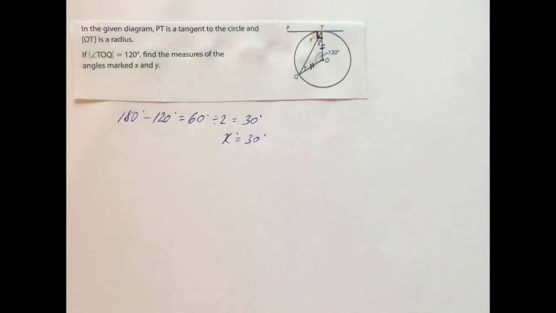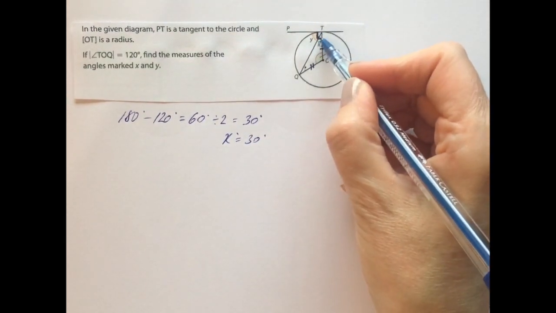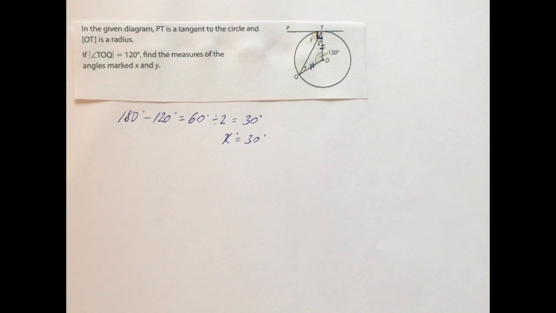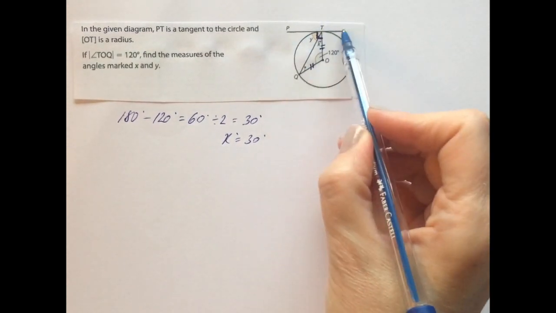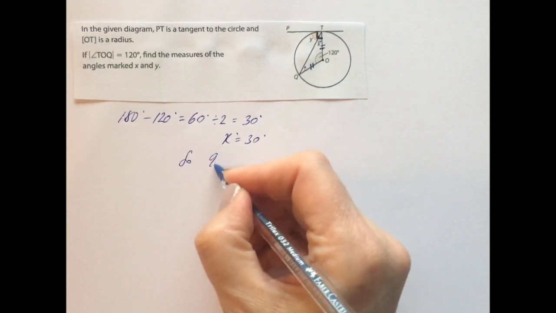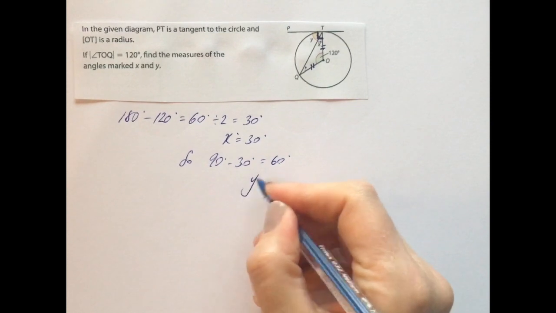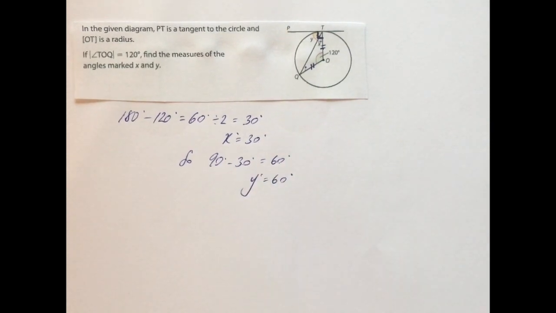So that's 30 degrees. So now I've already said that the two angles x and y must add to make 90, because we know that a tangent always meets a radius at 90 degrees. So therefore 90 take away 30, which is 60 degrees, will give you the value of y.